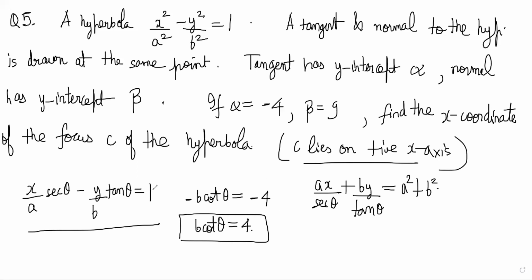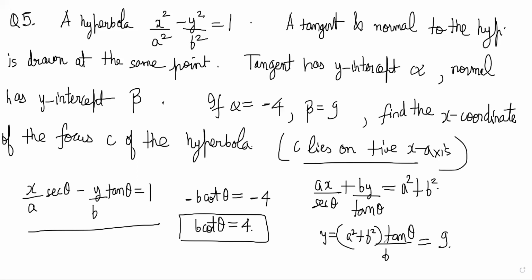Or you can just find the normal equation given that you know the slope of the tangent, at a sec theta, b tan theta, right? You have to get the y-intercept of this also. So x is equal to 0 here as well. You get y is equal to a square plus b square, tan theta by b. This is equal to 9, right?